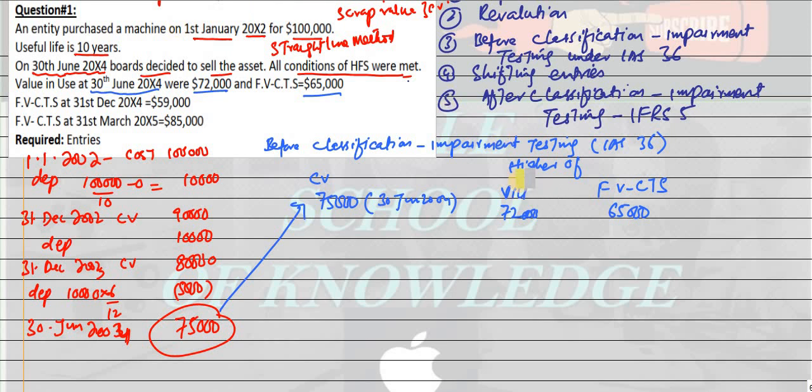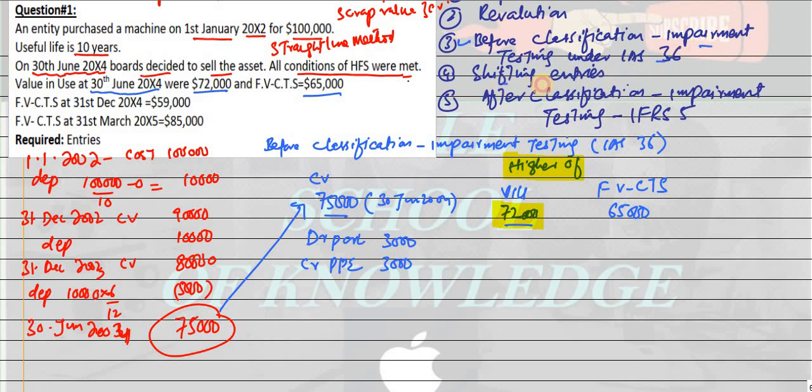Now if we take the higher amount, the higher amount is this one. Okay, now we compare this recoverable amount with this figure, and it means that carrying amount is greater than recoverable amount, so we have an impairment loss: debit profit or loss, credit property, plant and equipment, and the difference between these two figures is 3,000. That is the impairment. Okay, now we have done depreciation, then we did before classification impairment testing.